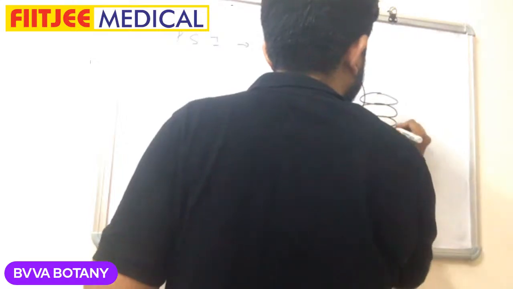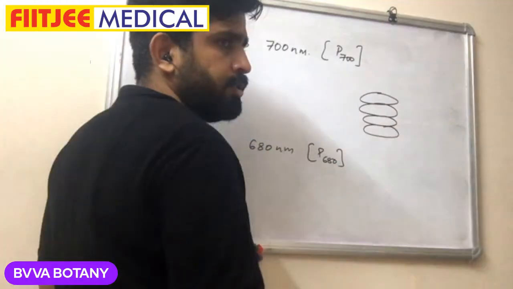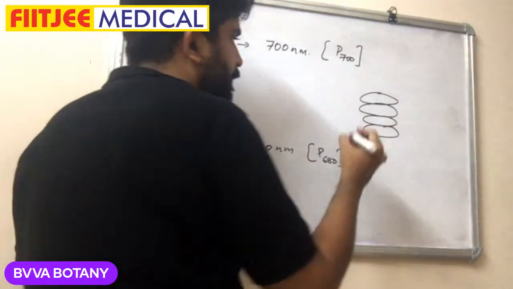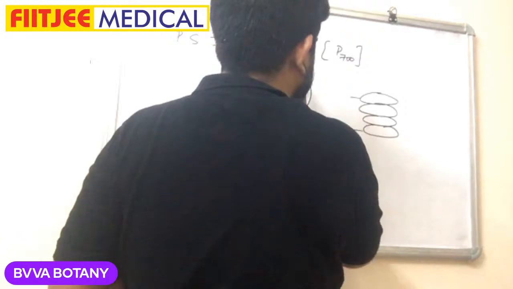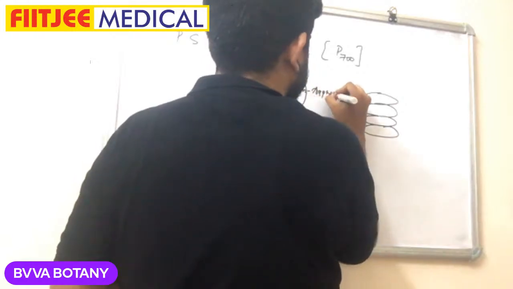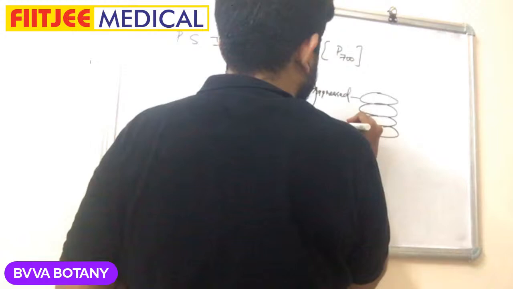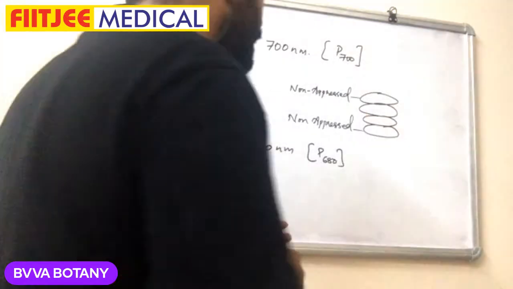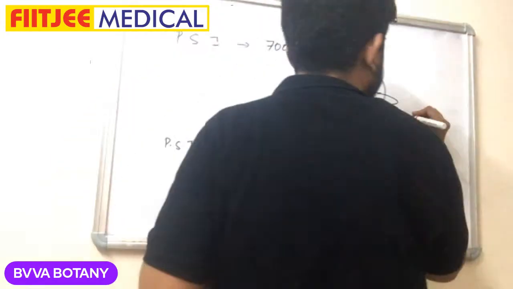Better to say grana. So let's say it's a grana. Now, this is a grana. This is the thylakoid which is towards the outer side. We call it the non-appressed thylakoid, which is outside. And the thylakoid that is towards the inner region, we call it what?